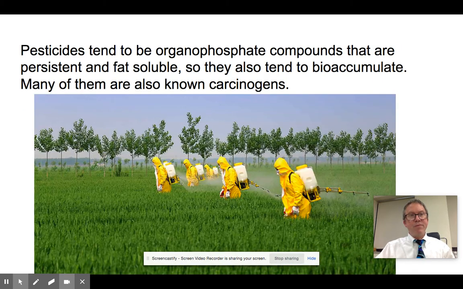Now, pesticides are particularly bad for human beings because they tend to contain things called organophosphates, and many of these are known to be carcinogens. Many of them are also lipid soluble, so they dissolve into fats, and they are fairly persistent. So they're those POPs, persistent organic pollutants, and they tend to bioaccumulate because of that. Now, some of them are worse, like DDT, which we've gotten rid of, but most of them do it to some extent. It's still a problem.